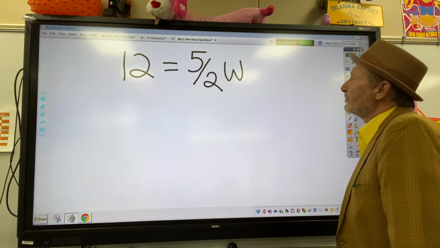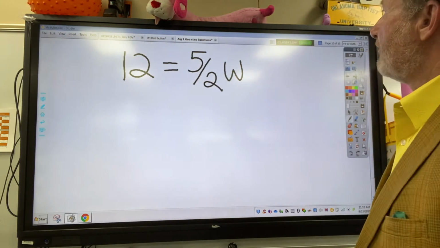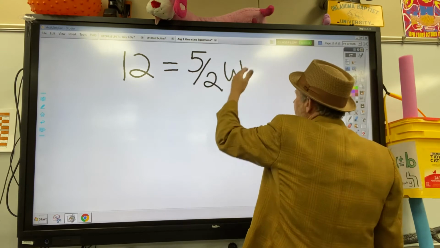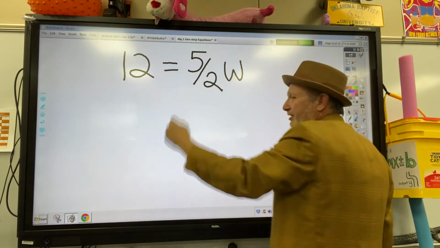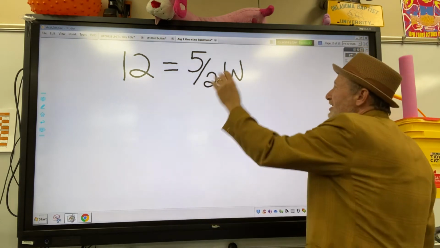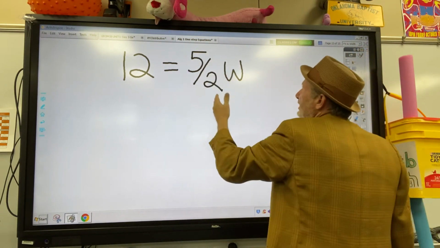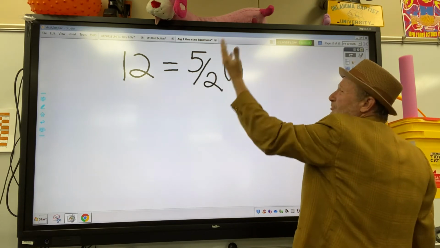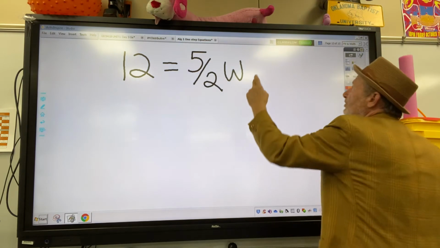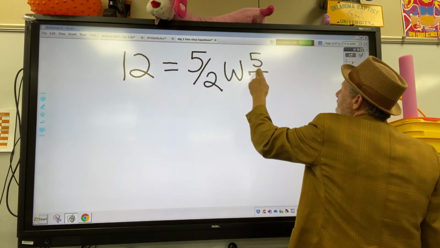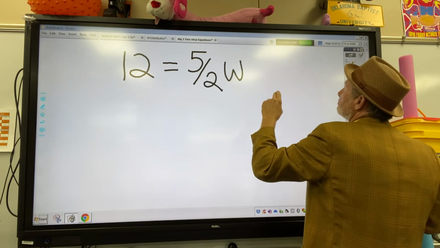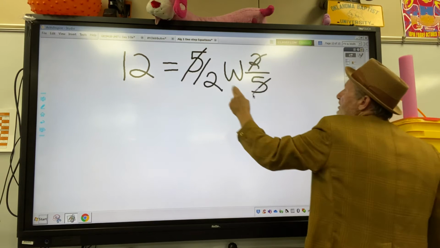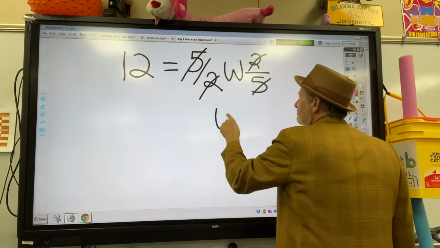Let's do another one. I got 12 equals 5 over 2 w. Well, equal sign, variable side. I'm going to get rid of what's closest to the variable. I got to get rid of the 5 over 2. How would I get rid of that 5 over 2 times w? I'm going to divide, which means I'm going to multiply by the reciprocal. So I'm going to multiply this by 2 over 5. That cancels out and gives me w.